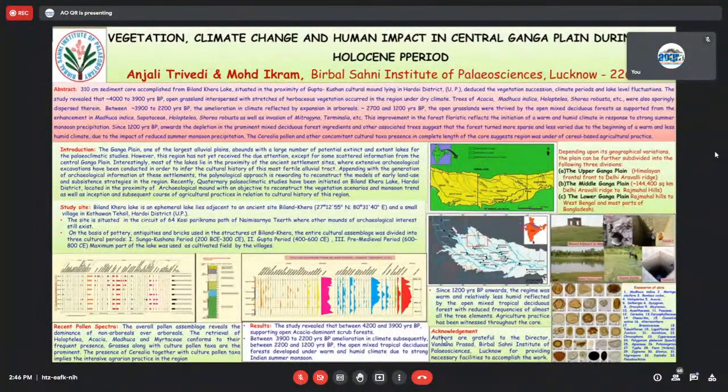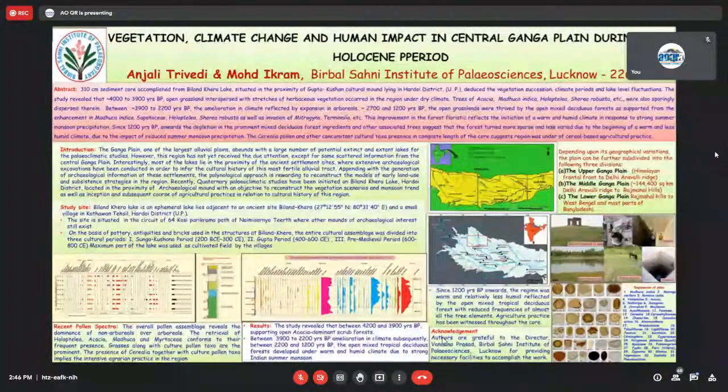Actually, it is situated on an archaeological site. Excavation was done by Professor D.P. Tiwari, and we got many potteries, antiquities, and brick structures at Bilind Kheda. On that basis, they have divided the site into three parts: the Sunga-Kushan period, Gupta period, and pre-medieval period.